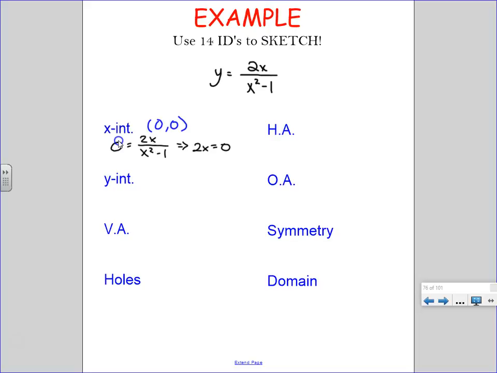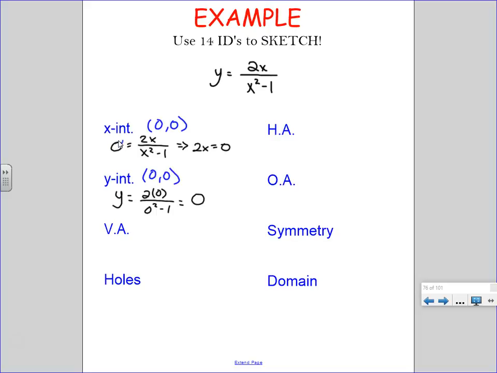Okay, y-intercept, what do I do? What happens? 0 over anybody besides 0 is 0. Oh, yeah, duh. If it hits the origin, isn't that the x and y-intercept? It hits both at once.